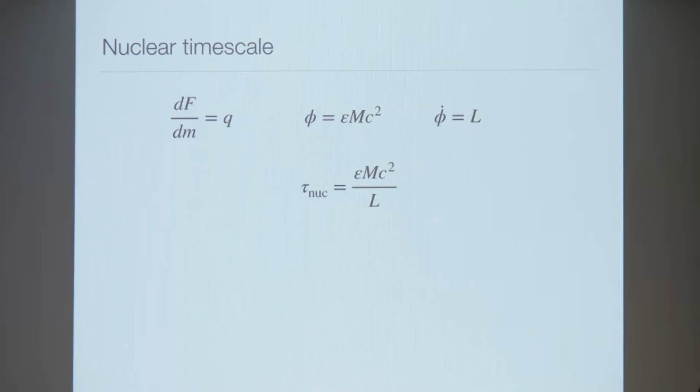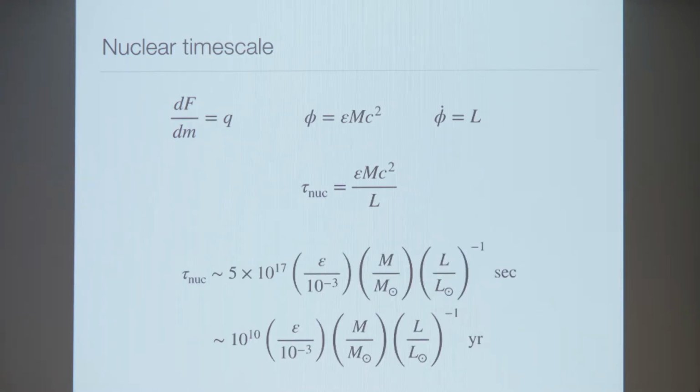That will be radiated as the luminosity at the surface. So we can again do the same exercise as this. This will be the nuclear timescale. And again, we can put in the numbers from the sun, and this epsilon, let's say, is typically 10 to the minus 3. Then you get about 5 times 10 to the 17 seconds, which is about 10 giga-years in the case of the sun.